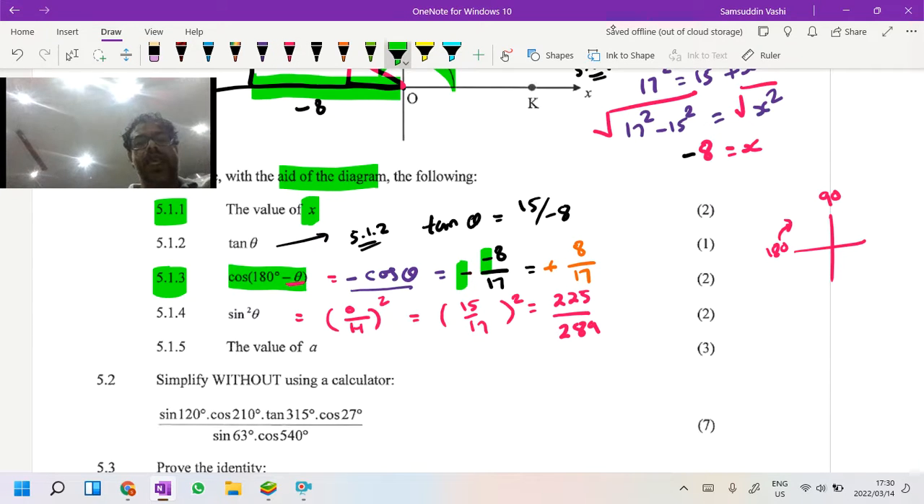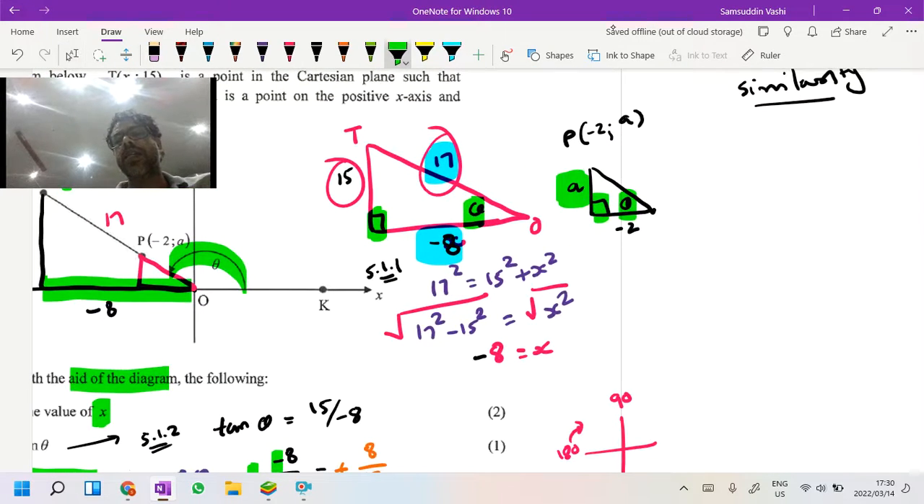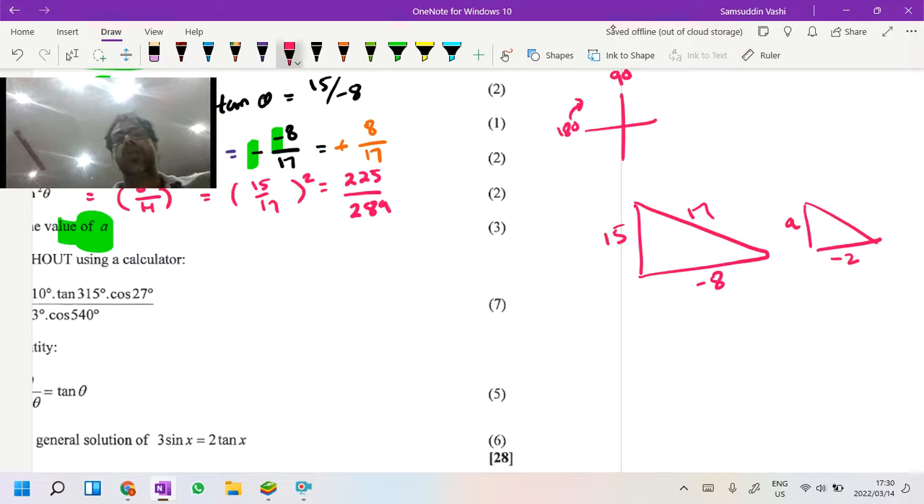Now it says the value of A. So where is that A? If I look at this, it is the vertical height of a small triangle. So if I redraw the diagram on a side, this value is, that's 15, that's negative 8, that's 17 so far. And now here we have negative 2 and A. If I can observe and get the direct answer, that's fine. If I observe this one, x value is minus 2 to minus 8, times by 4. So that means small triangle to bigger triangle, I'm going to do times by 4.